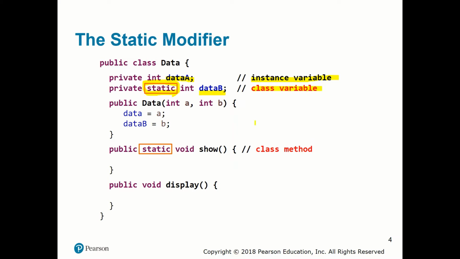And this is a static method: public static void show. This is a class method. And this one is a non-static method because there is no static here. So I think you can see what static methods and non-static methods are, and what static variables and non-static variables are.